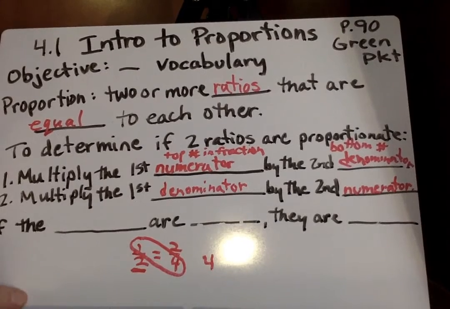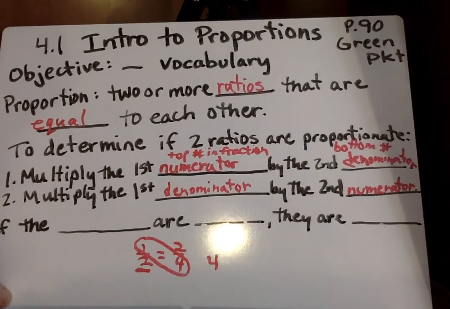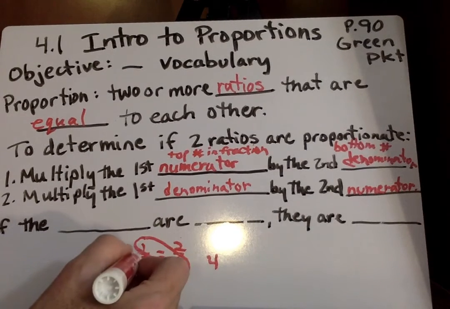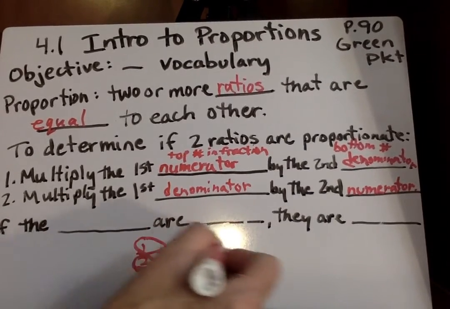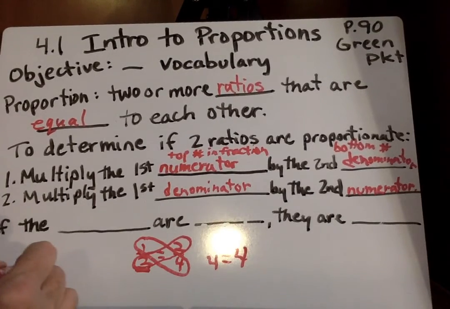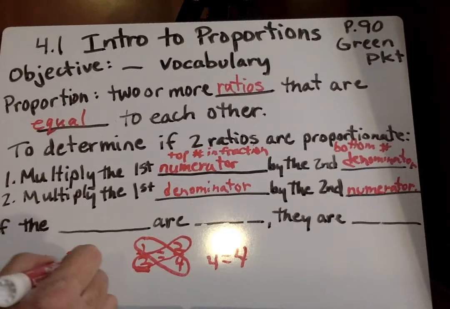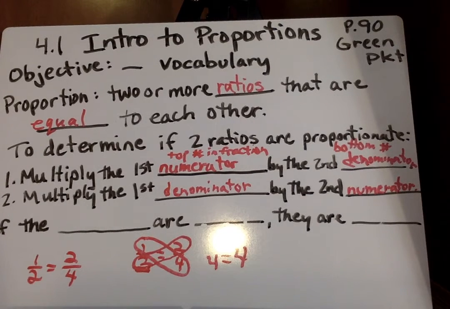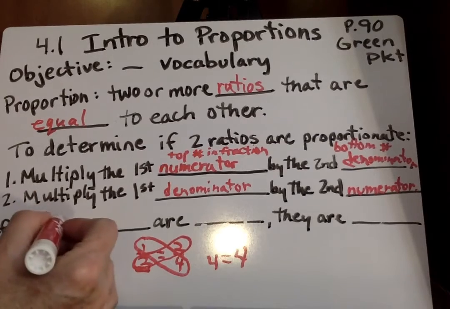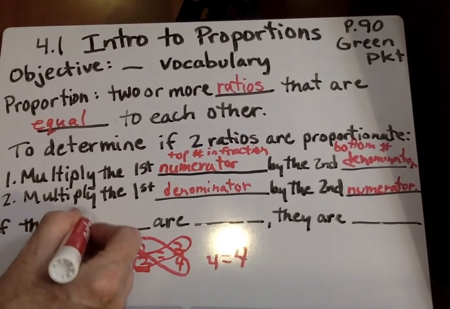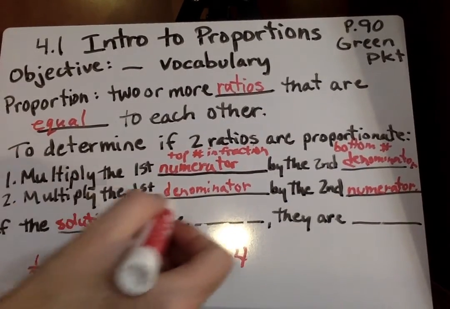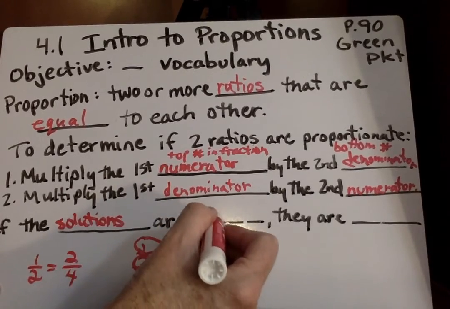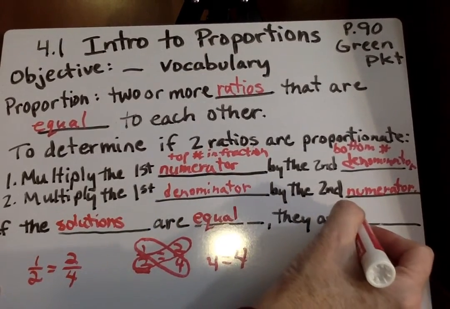Just remember, numerators on top, denominators on the bottom. Okay? So then I would say 4 equals, and then the first denominator multiplied with the second numerator, 2 times 2 is 4. So 1/2 is equal to 2/4. They are proportionate. So if the solutions are equal, they are congruent.